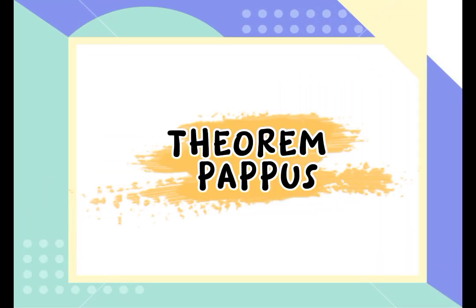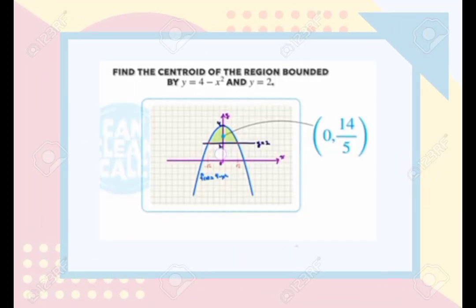Let's proceed to Pappus theorem, but before that, I will show to you my previous activity about finding the centroid. The centroid is (0, 14/5).